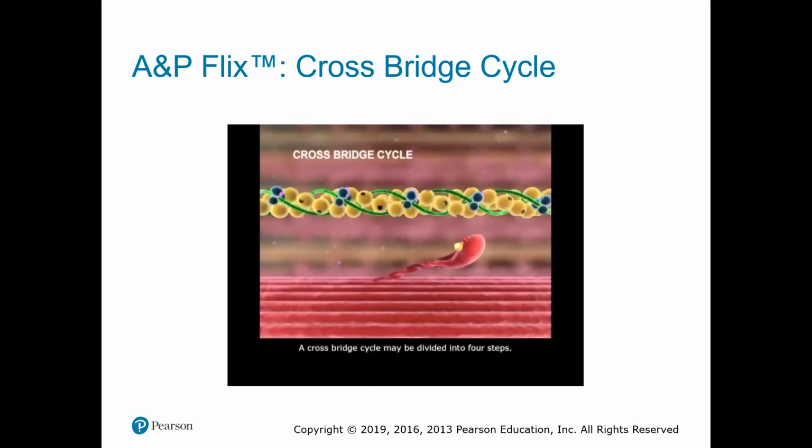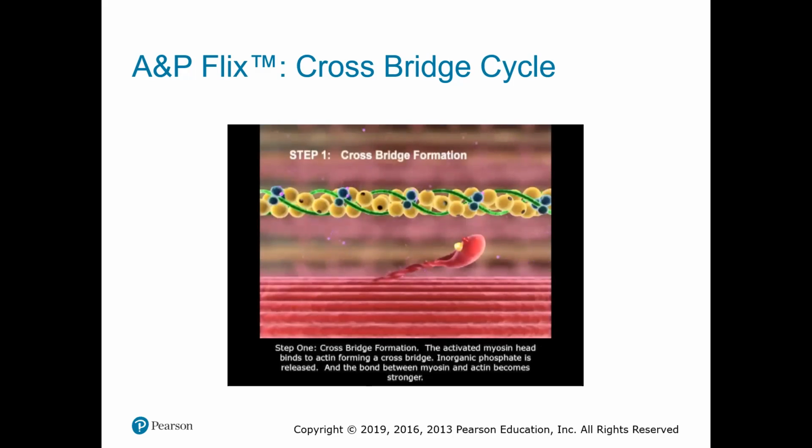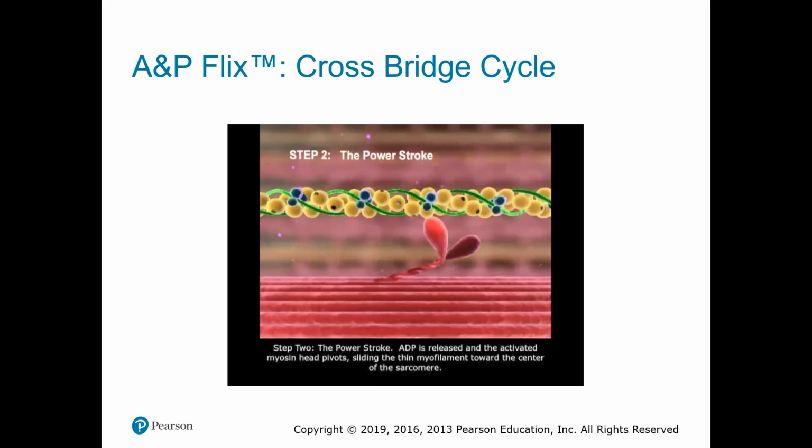A cross-bridge cycle may be divided into 4 steps. Step 1, cross-bridge formation. The activated myosin head binds to actin, forming a cross bridge. Inorganic phosphate is released, and the bond between myosin and actin becomes stronger. Step 2, the power stroke. ADP is released, and the activated myosin head pivots, sliding the thin myofilament toward the center of the sarcomere.